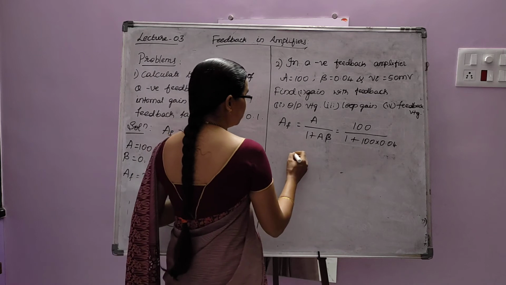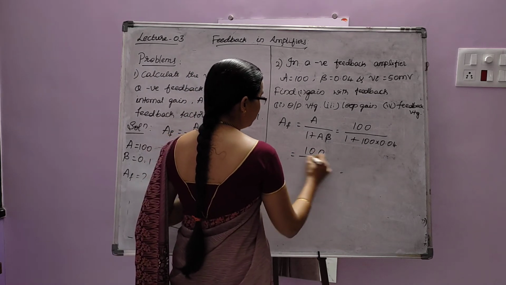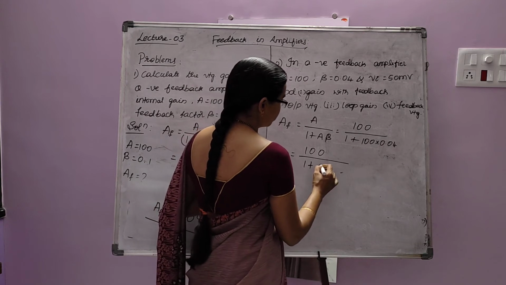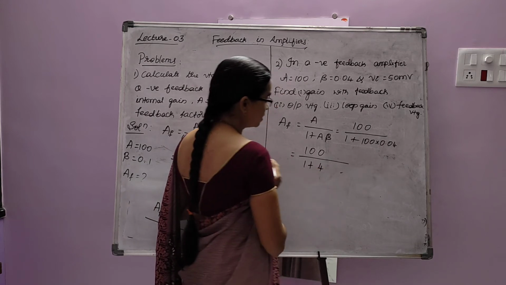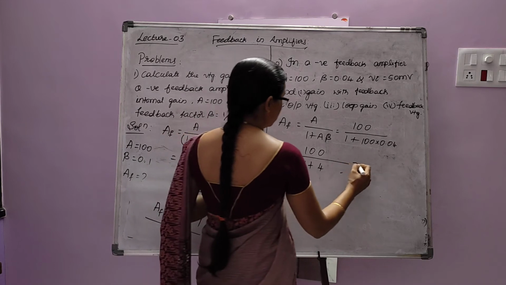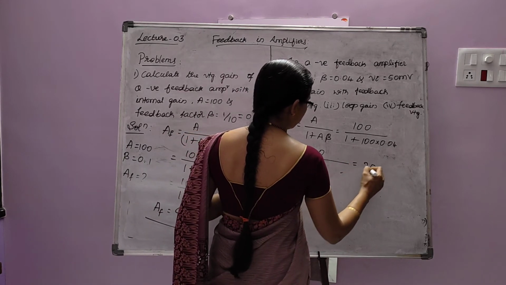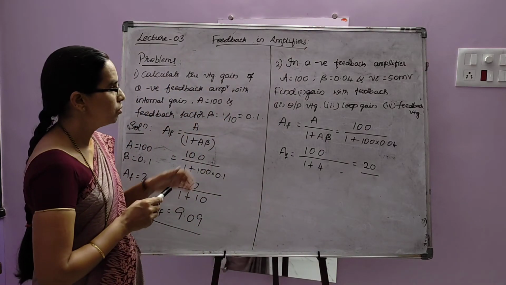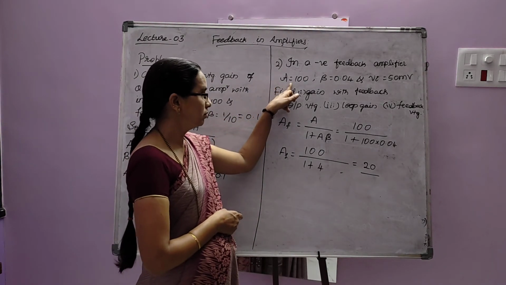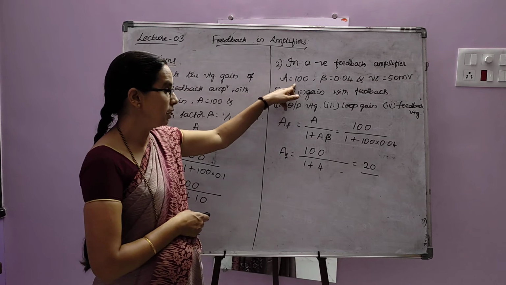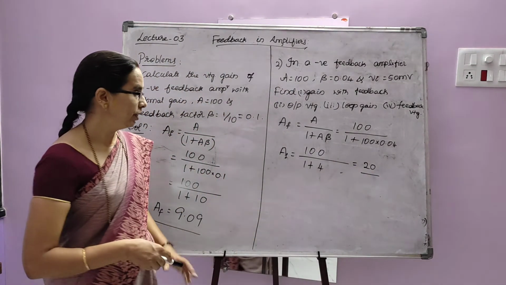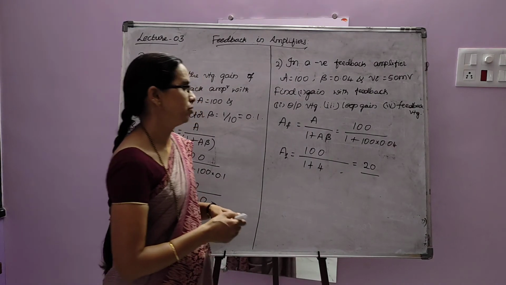So here 100 divided by 1 plus 4 it is. So AF is equal to 20. So gain without feedback is 100, but gain with feedback will be 20, not 25, right? Yes, 20 it is.